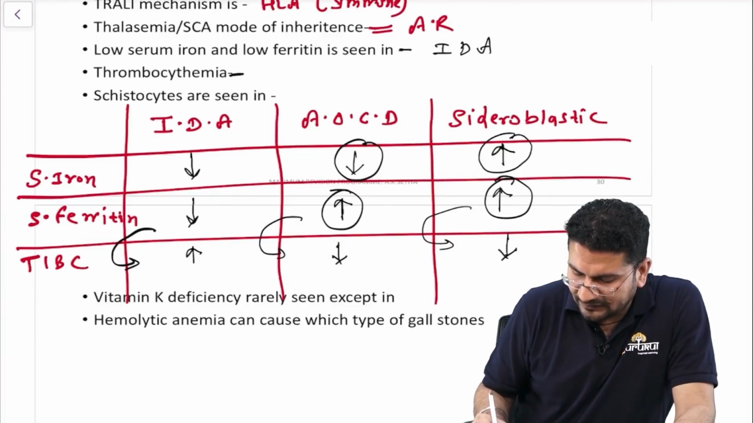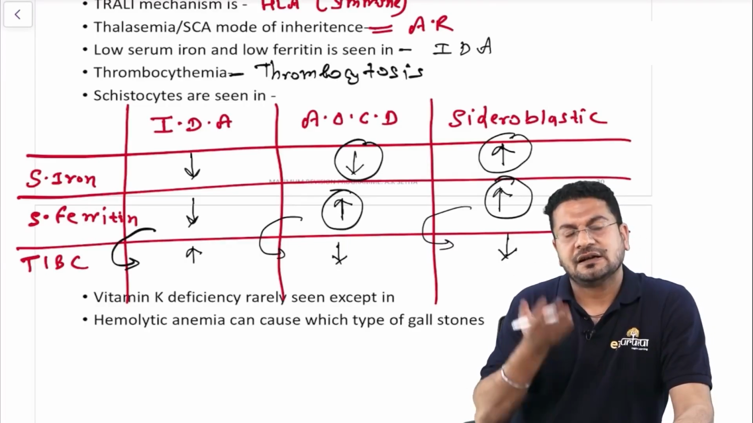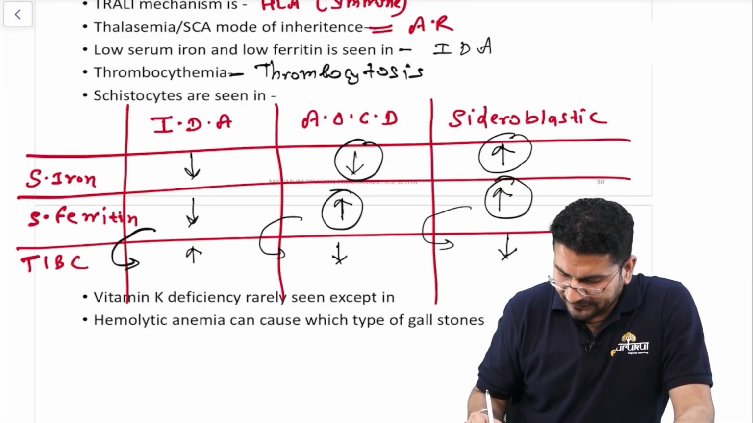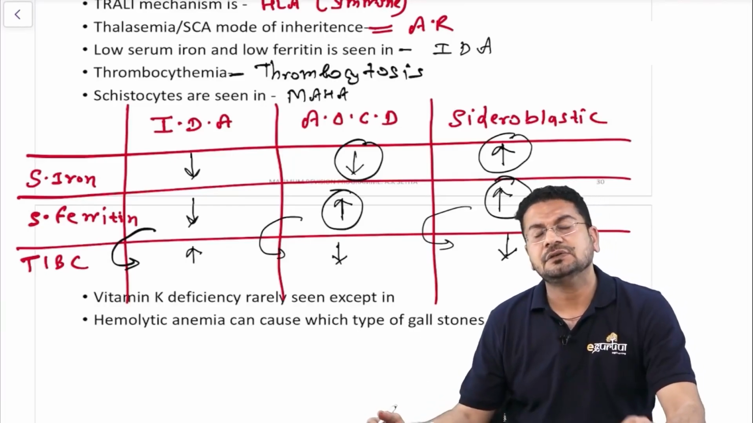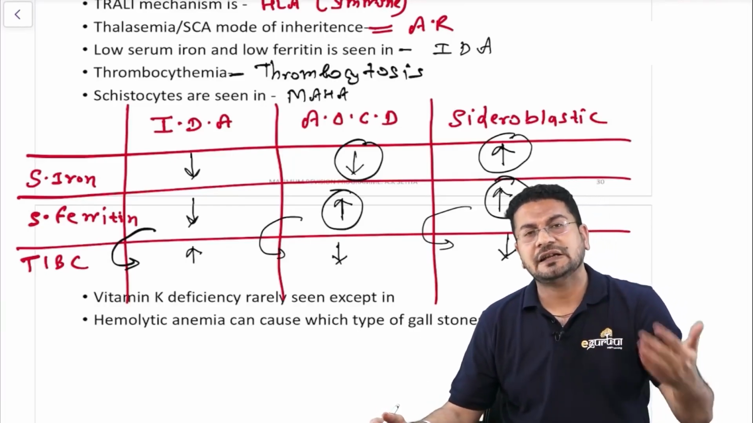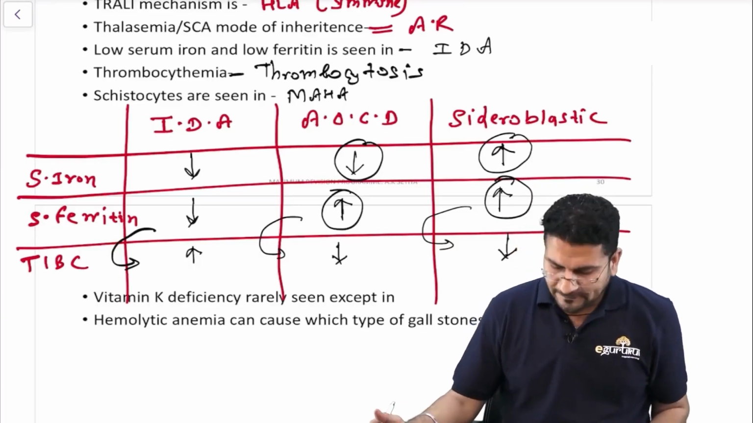Thrombocythemia, or increase in thrombocytes, we can also use the term thrombocytosis. These are nothing but increased thrombocytes. Schistocytes are nothing but broken RBCs. So where will you see them? You will see them in MAHA. Sometimes they will not ask you MAHA, they will ask you causes of MAHA like DIC, HUS, TTP. HUS was once asked in exam.